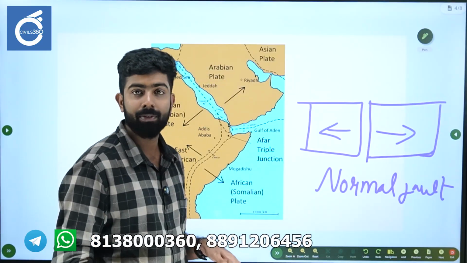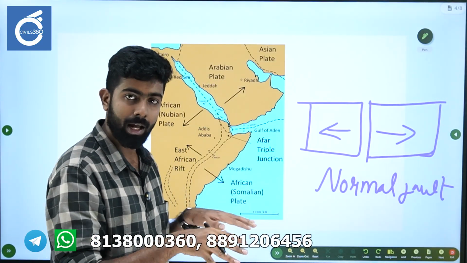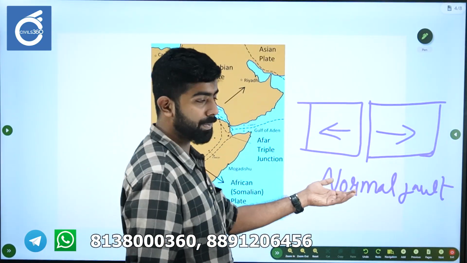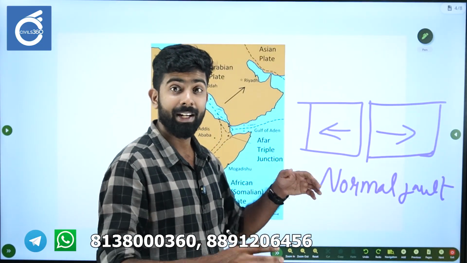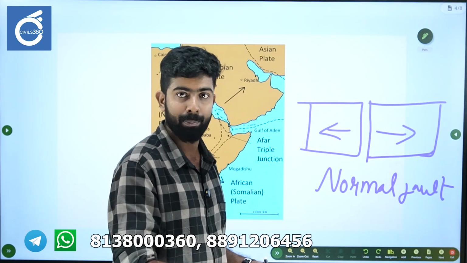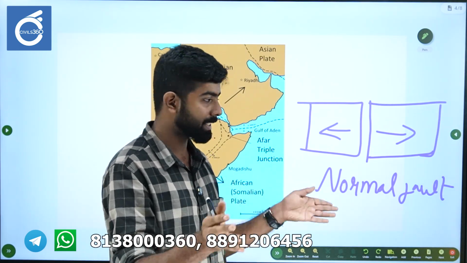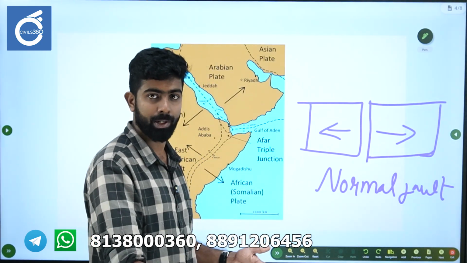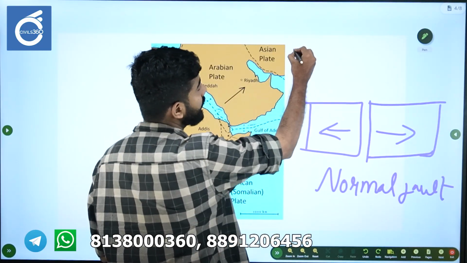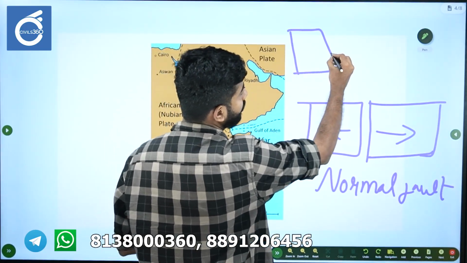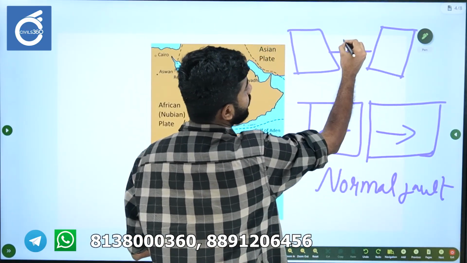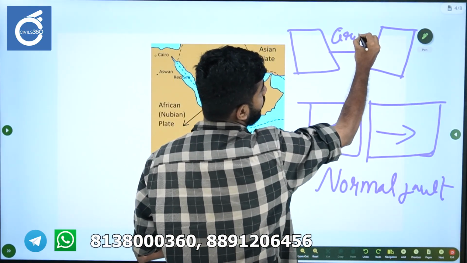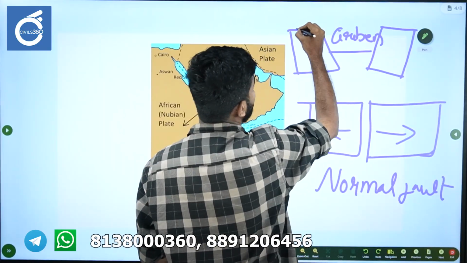And what happens after a normal fault happens? If you go into a little detail, it's due to divergent convectional currents in the mantle, right? The divergent currents in the mantle. We are not going deeper into that, but just know that these kinds of structures will be formed, right? This is known as graben, and this is known as the horst.